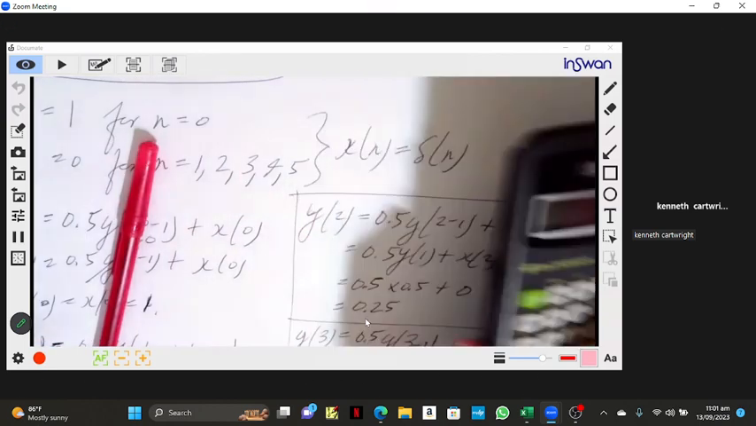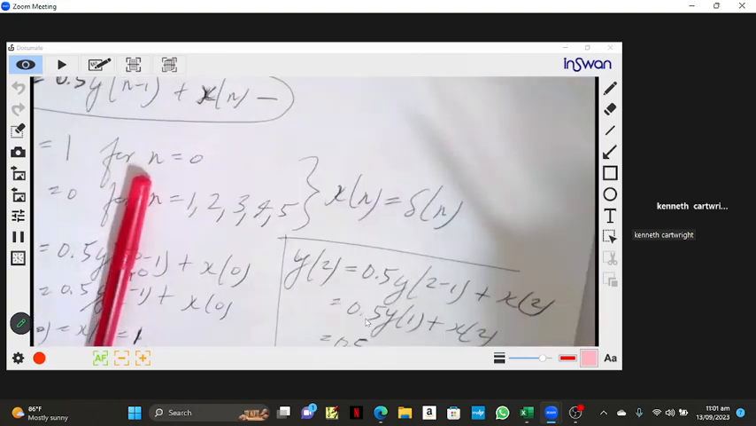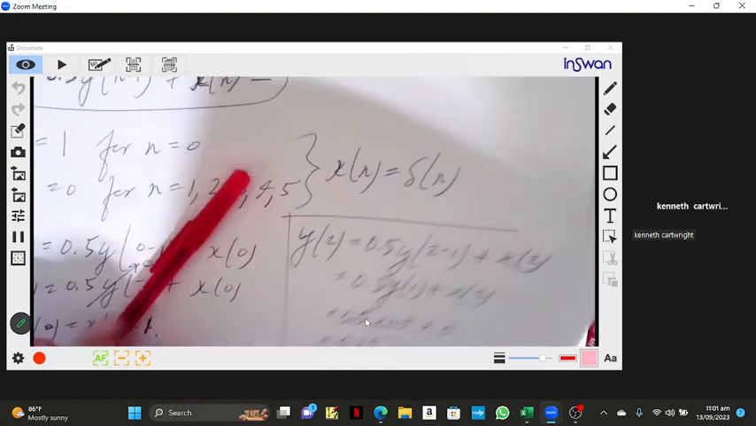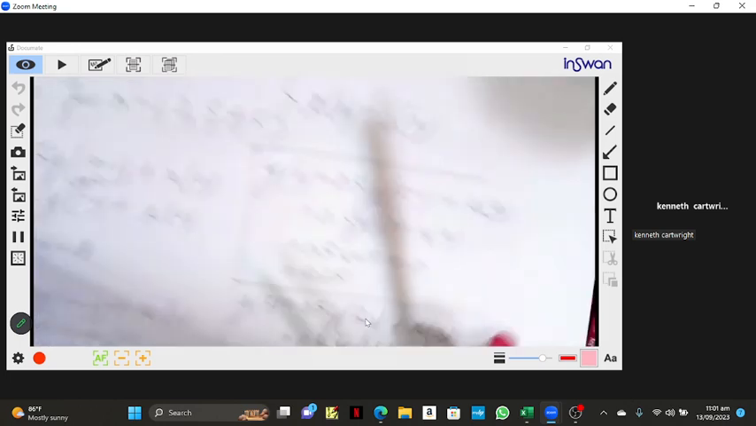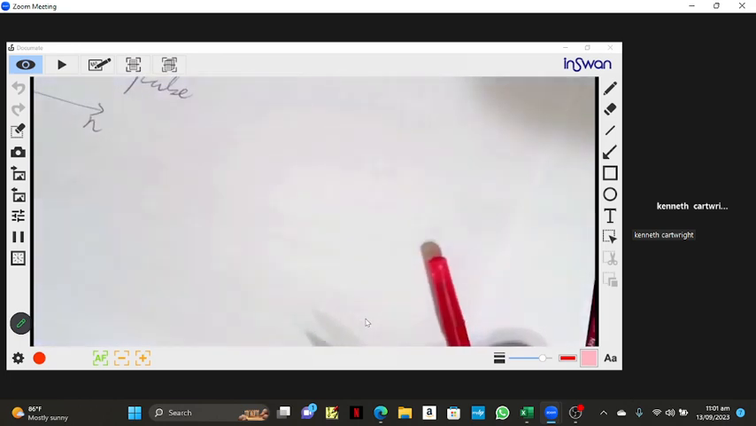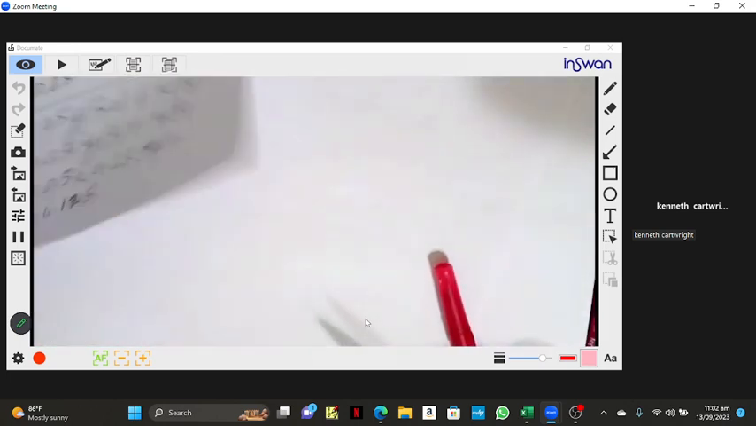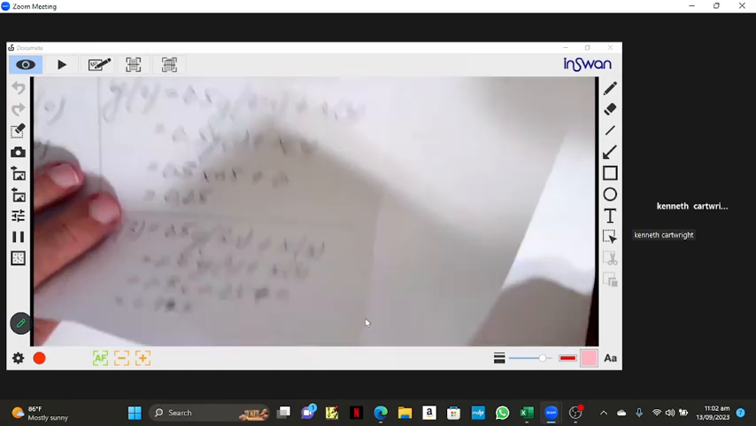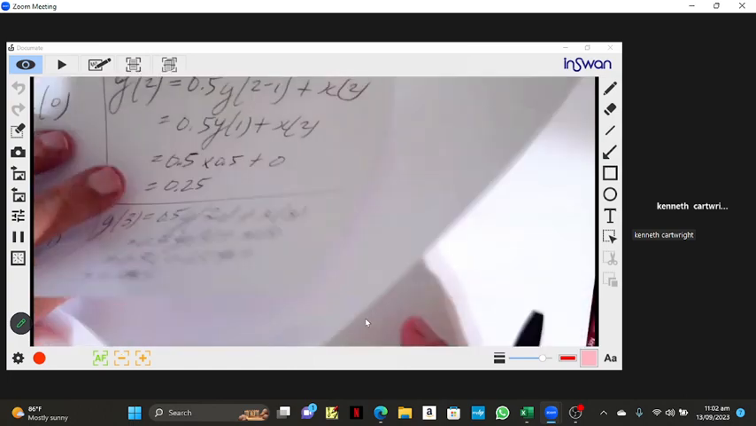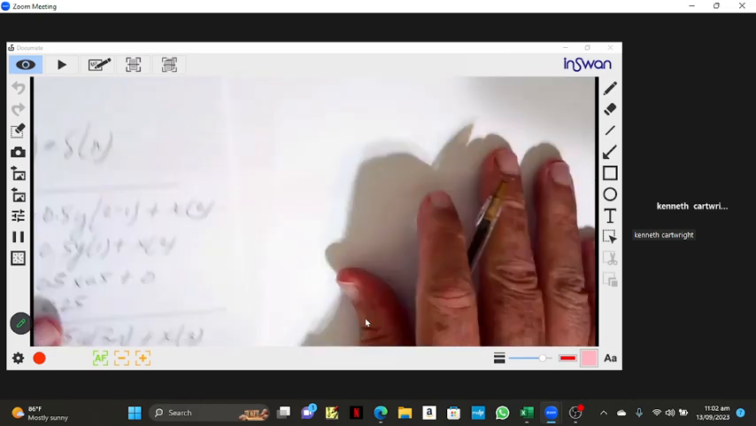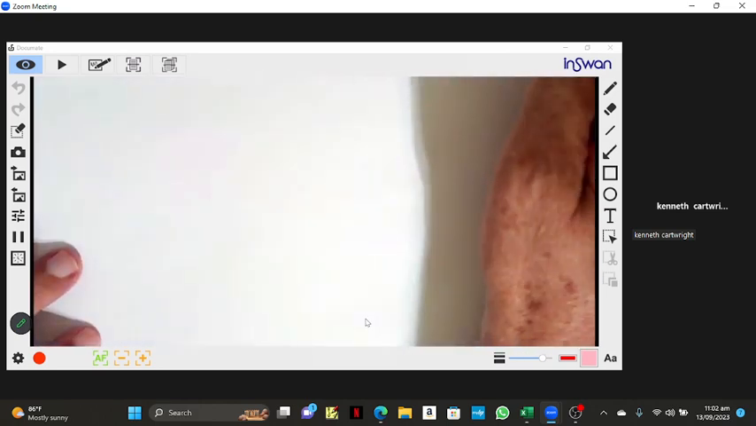Let's take on another filter now. So far we looked at the step response and the impulse response of one filter. Let's look at another filter.